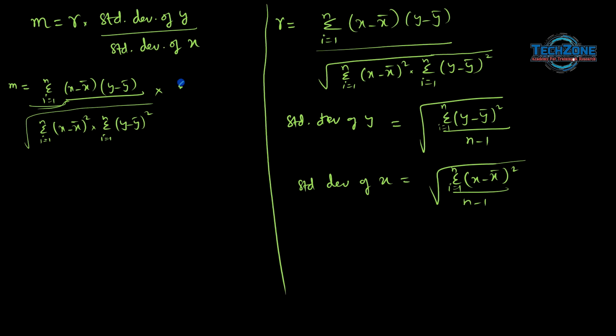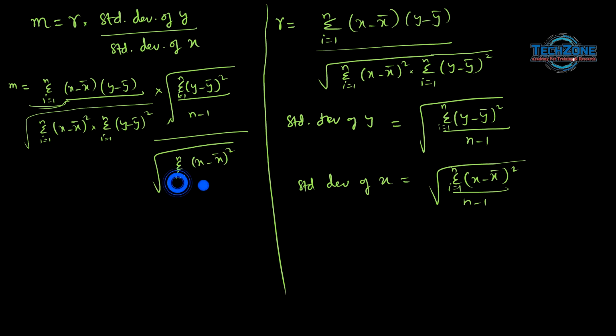So this value, (y minus y bar) whole square divided by n minus 1 here, with i equal to 1 to n, whole divided by the standard deviation of x. So sigma i equal to 1 to n (x minus x bar) whole square divided by n minus 1. Now you can consider this whole square root as 1, so this n minus 1 and n minus 1 will get cancelled. And this part and this part will also get cancelled because it is inside the square.